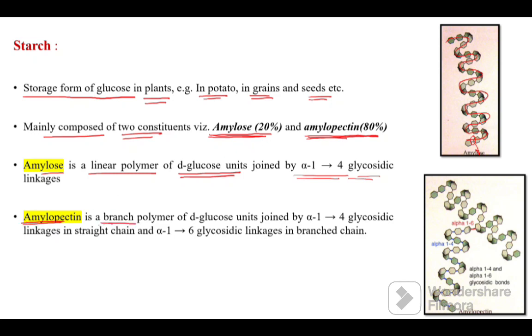Now this amylopectin is a branched polymer of glucose units. So in addition to linear linkages of glucose units, this also has branches. Now the peculiarity here is the branch bond. The bond that is present near the branch is alpha-1,6. So in the straight chain, the linkages between glucose units are alpha-1,4, whereas the bonds present at the branching point are alpha-1,6 glycosidic linkages.